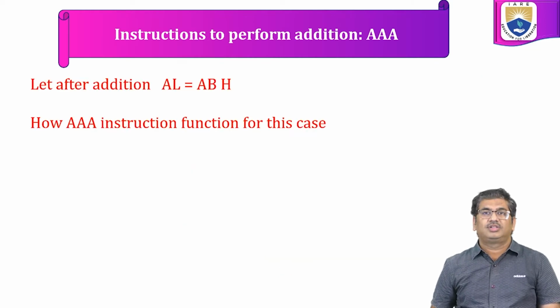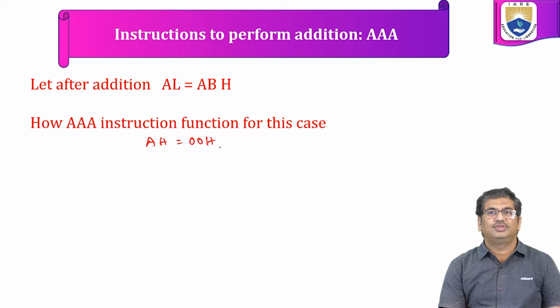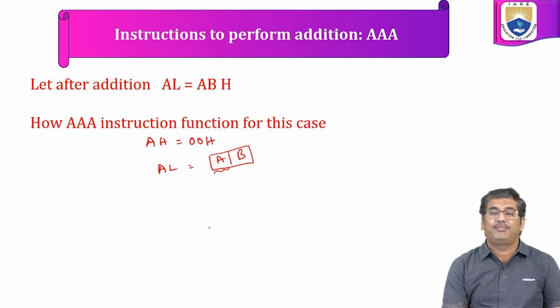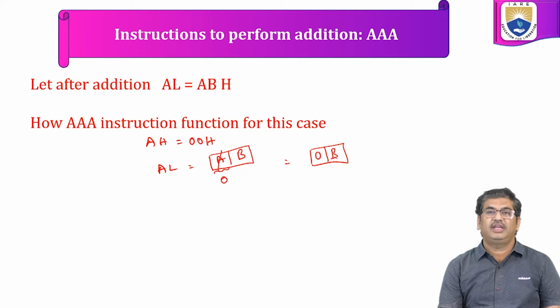Now we will see the last example related to the AAA instruction. Assuming after addition, the sum is AB, which exists in the AL register. First it will clear the AH register, so you get AH equal to 00H. Then we examine the lower nibble and upper nibble, but before that, we first have to clear the upper nibble. The upper nibble is A, and this will be cleared to 0. After that, we get the AL register content as 0BH.